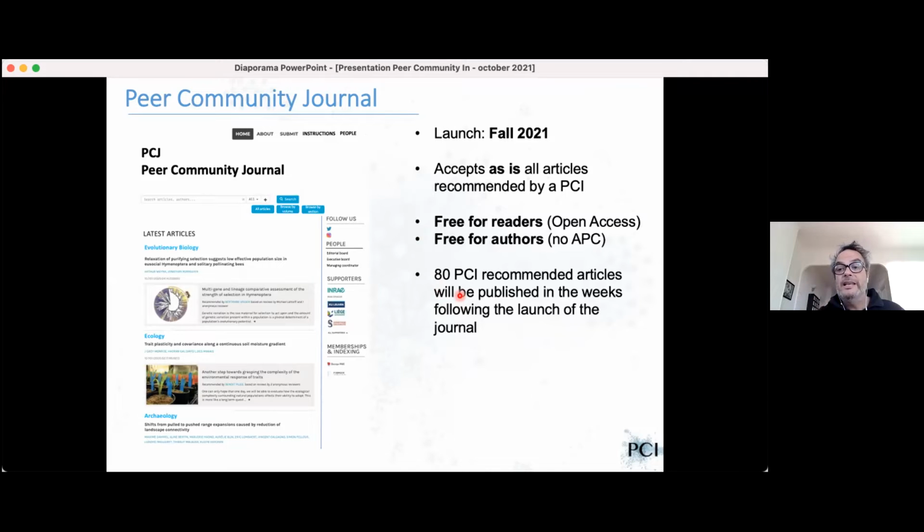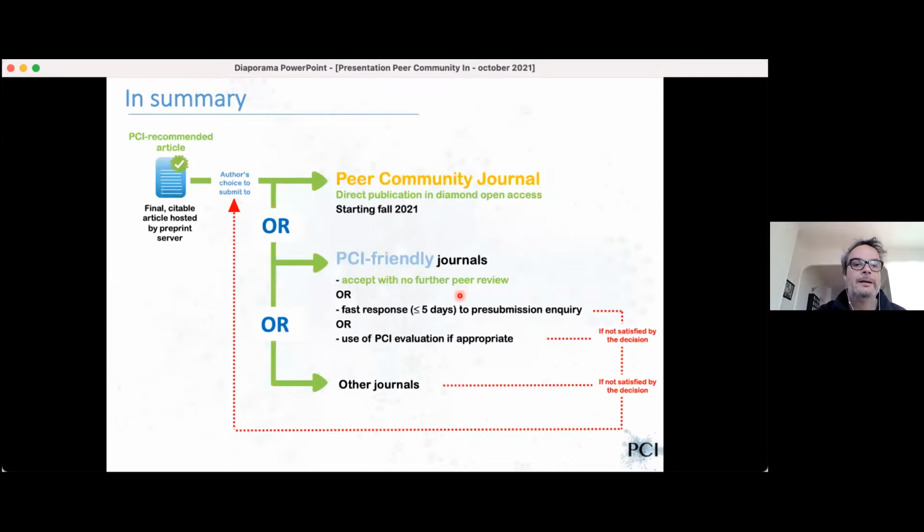So the condition is to first go to PCI to get the evaluation of your preprint. And if your article is recommended, then you can go to the Peer Community Journal, okay? So all the evaluation process is externalized to PCI. This is the important thing.